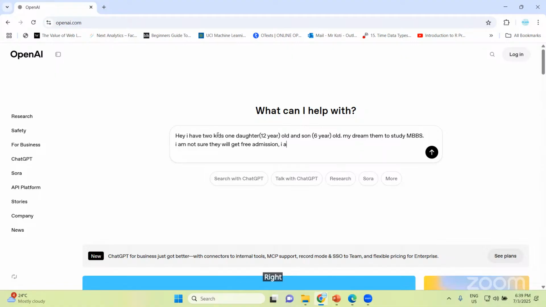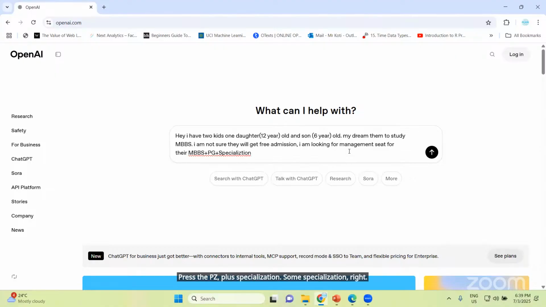Right, I am looking for management seats. Okay, listen carefully. A management seat for their MBBS plus PG plus specialization. Some specialization, right? Specialization will be there. Could you let me know how much amount is required?